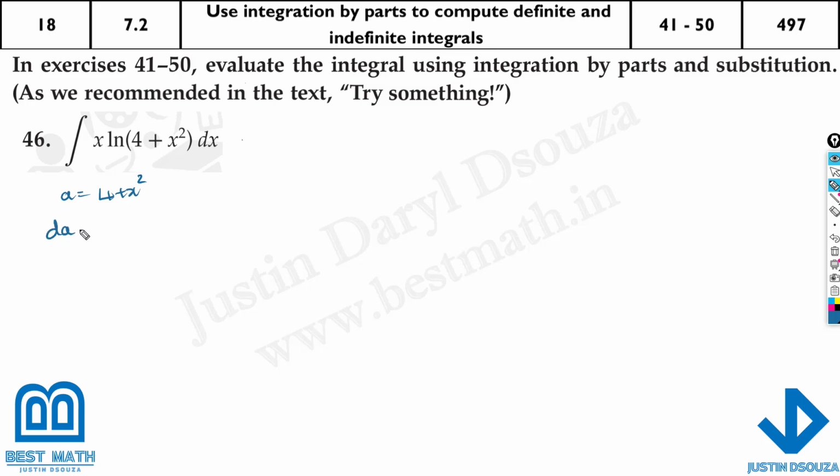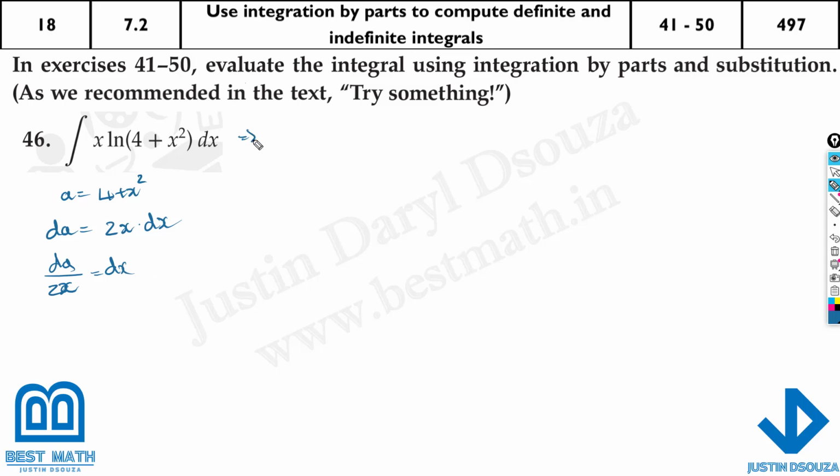Now I'm going to derive both the sides. dA is equal to constant term gone. It'll be 2x times dx. Now we want only dx. Take this to the other side. dA divided by 2x is equal to dx.